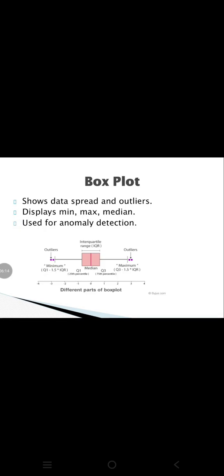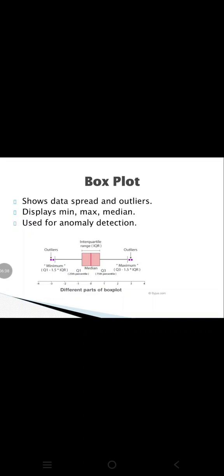Next one is a box plot. A box plot shows the data spread and outliers. It displays the minimum, maximum, median, and quartiles. Box plots are mainly used for anomaly detection and comparison of distributions. This diagram represents a box plot, also known as a box and whisker plot. A box plot is used to show the distribution of data, including its spread, central value, and outliers.